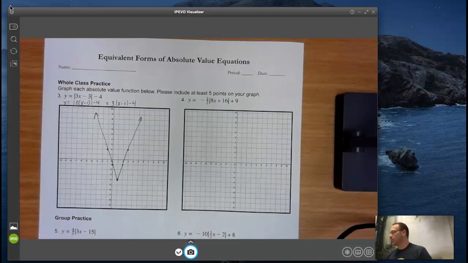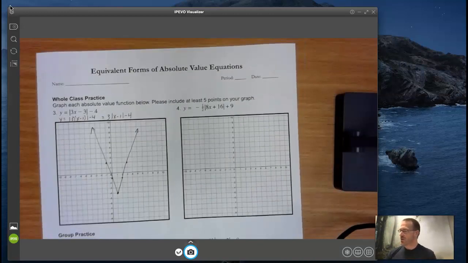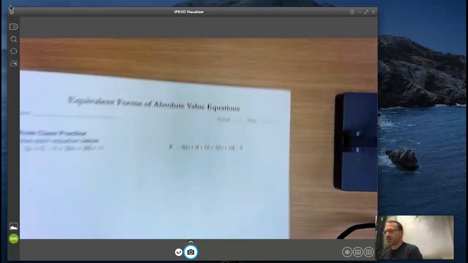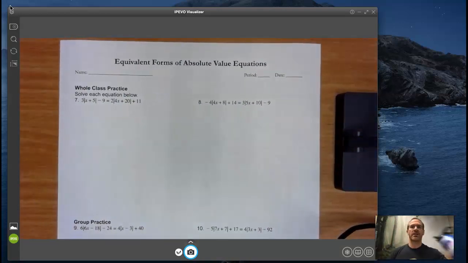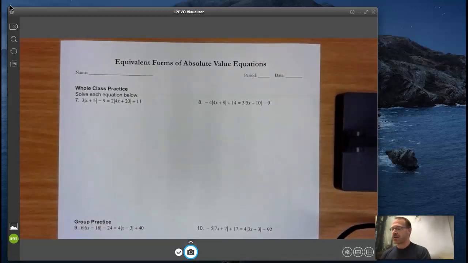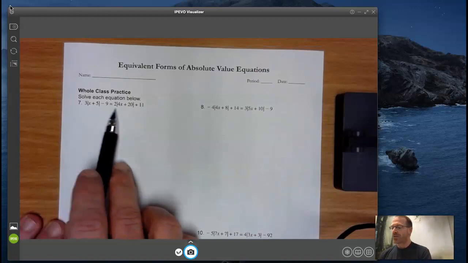Okay, so now, why would we want to know this with solving? Let's skip the rest of the graphs. We're going to do some of those in class and as a group practice. Let's skip to number 7 here where it says whole class practice. Now when we look at this, I want to solve this equation.